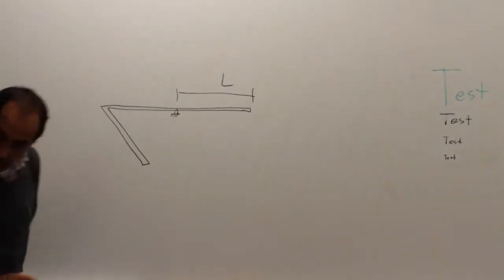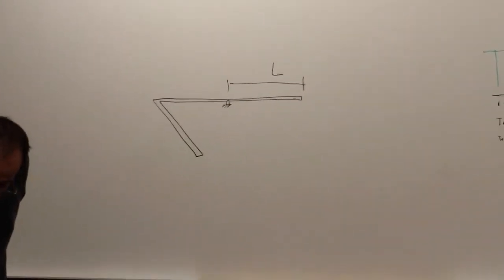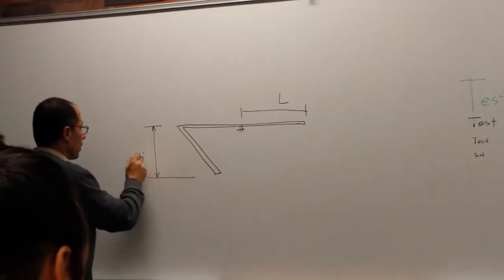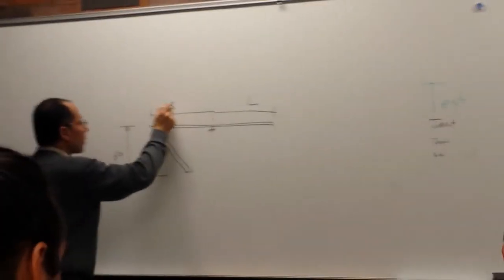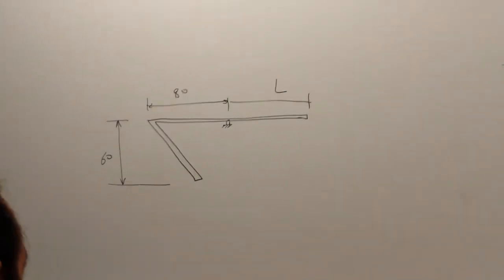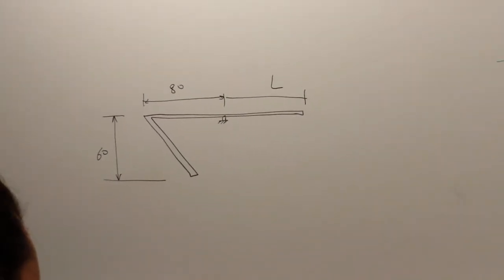So what we have in here is it like this? Yes. And is hooked right in here. And this one here is L. 60 and 80. A, B, C, D.